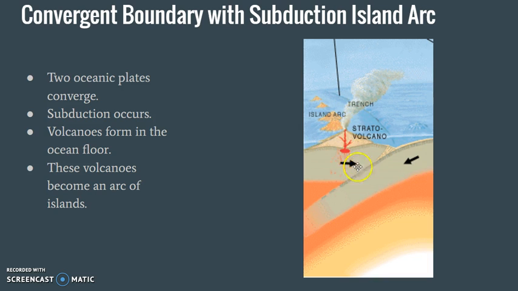It also forms a trench, and you can see right here where the subduction zone is, there's a deep trench where one plate is getting subducted under the other one. So you've got a trench and then an arc of islands that are all volcanoes. That happens where you have a convergent boundary with subduction on an island arc.